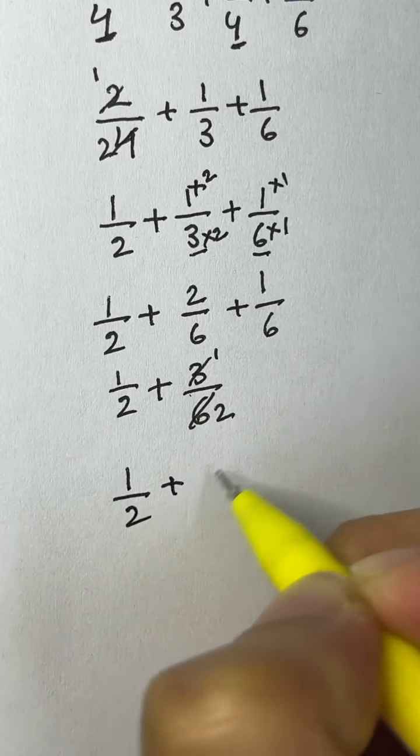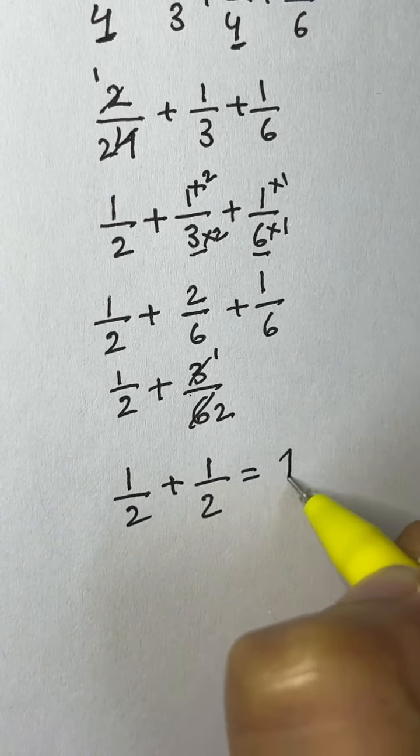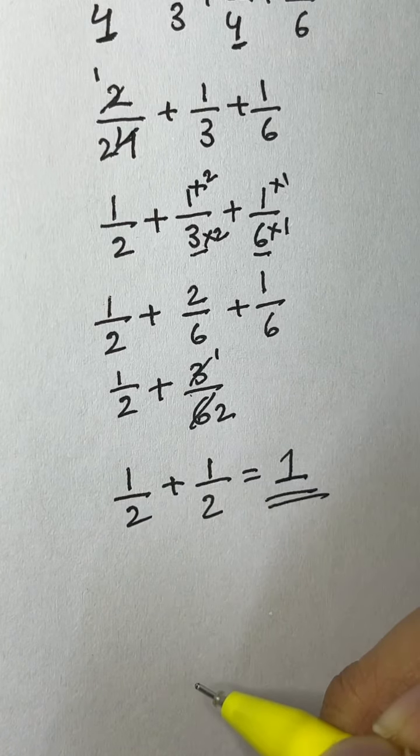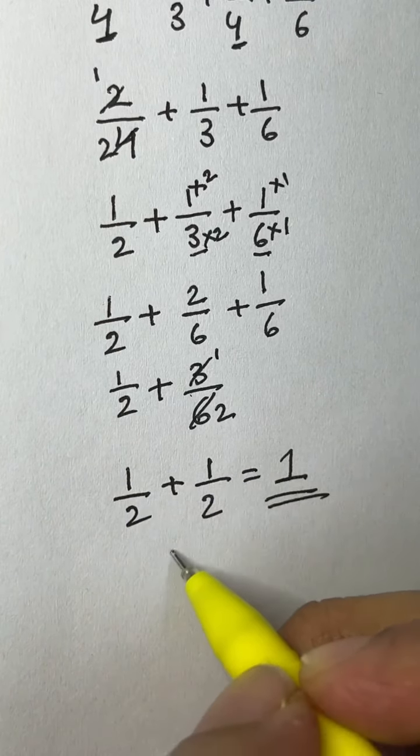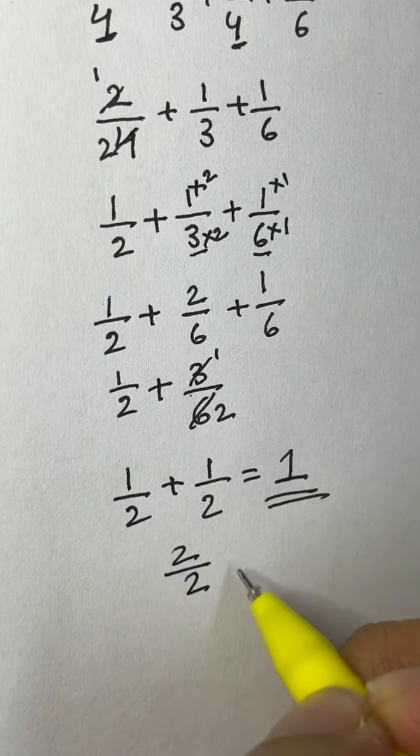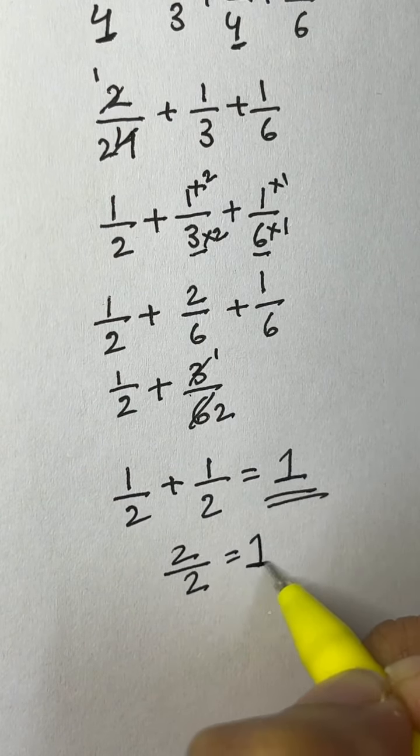You have 1/2 plus 1/2, that is equal to 1, isn't it? How? 1 plus 1 is 2, and the denominator remains same. 2 over 2 is a whole, that's 1 whole.